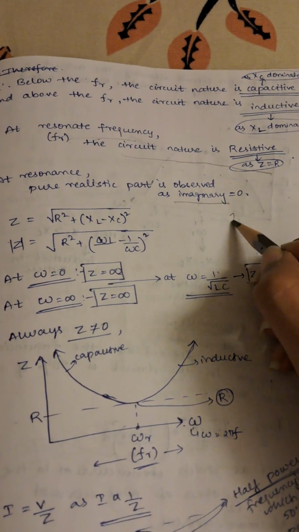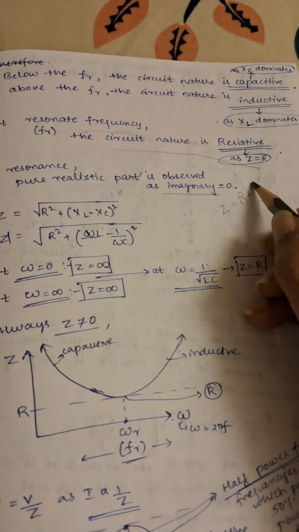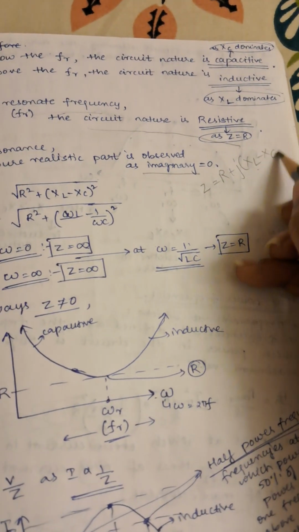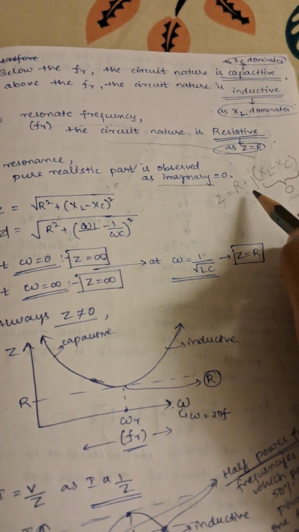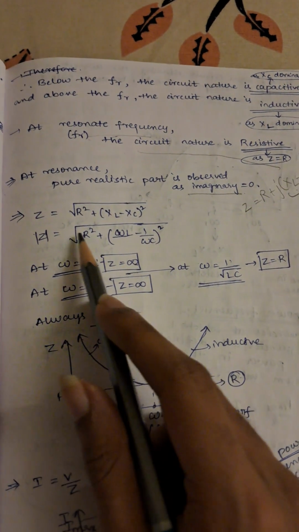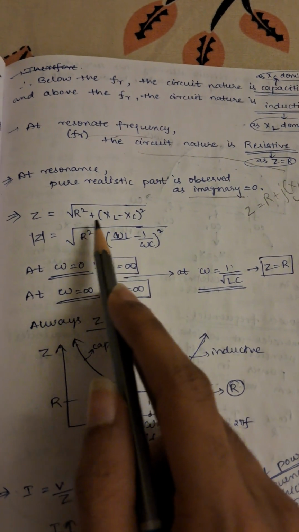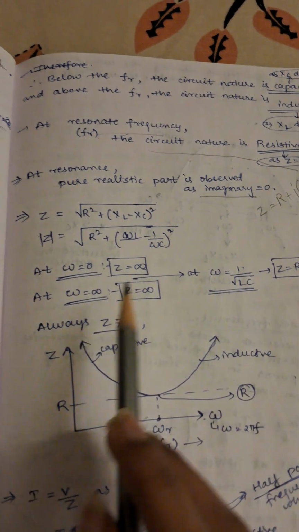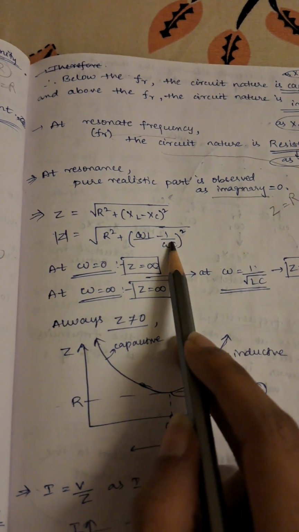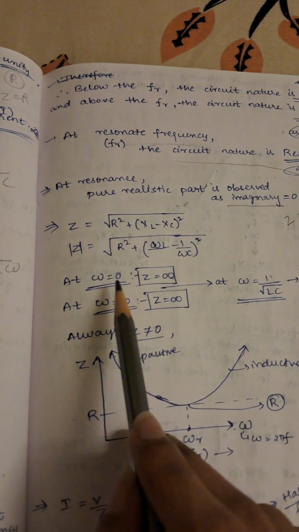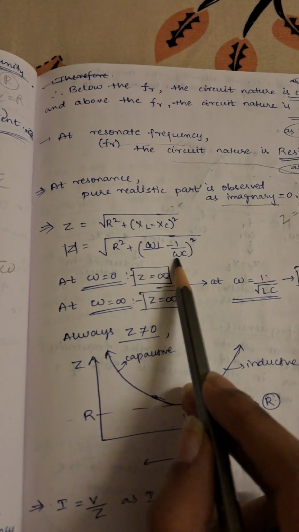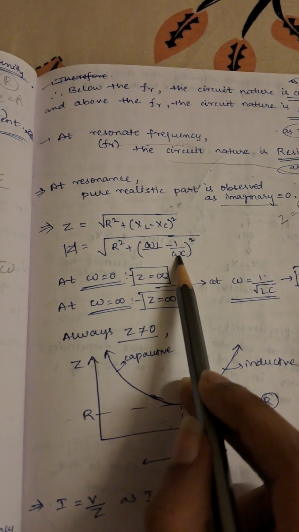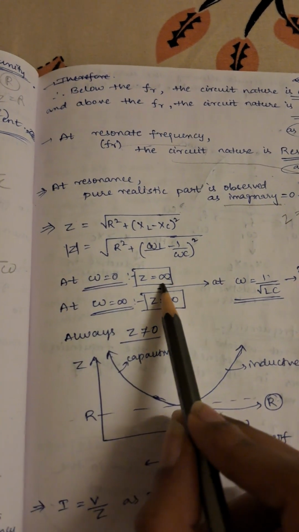As I already said, at the resonant condition, in R plus j times (XL minus XC), this part is 0, so the imaginary part is 0 and you will observe only the real part. So Z is equal to the square root of R squared plus (XL minus XC) whole squared, with XL as omega L and XC as 1 by omega C. At omega equal to 0, the denominator is 0, so 1 by 0 will be infinite. So Z will be infinite.